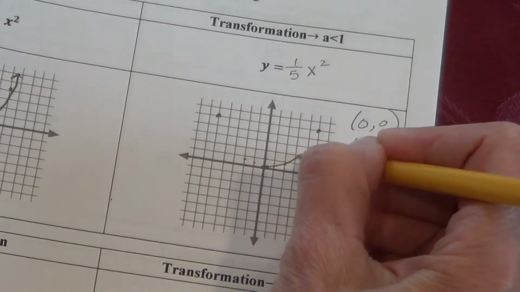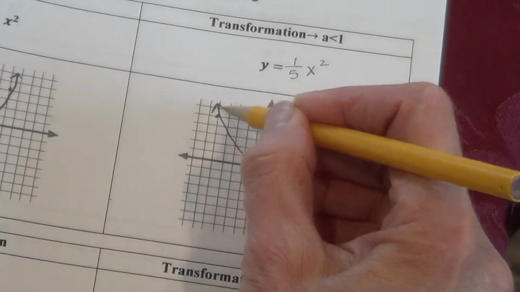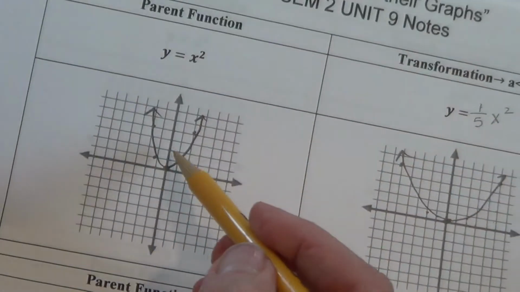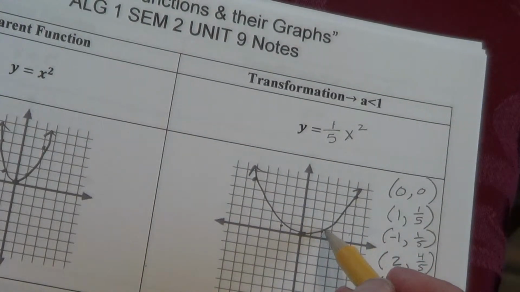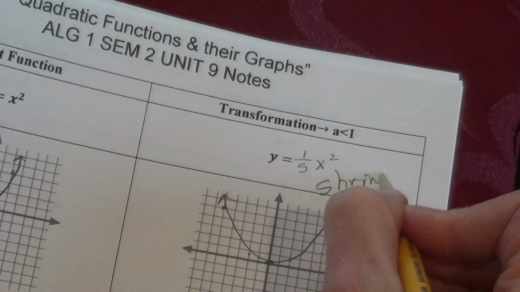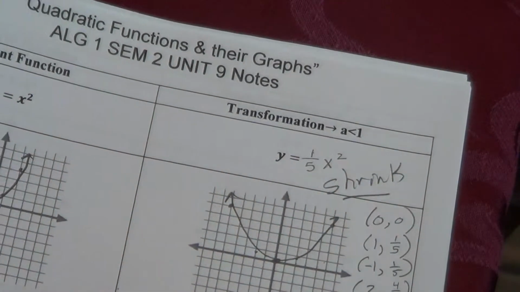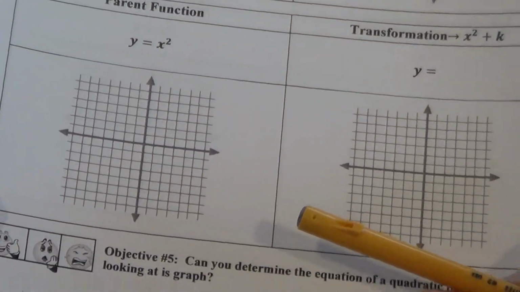So we see how it's going real wide compared to that parent graph. Instead of being stretched up off the x-axis, it shrinks back down to the x. So we call that a shrink of 1/5. Okay? Next graph.